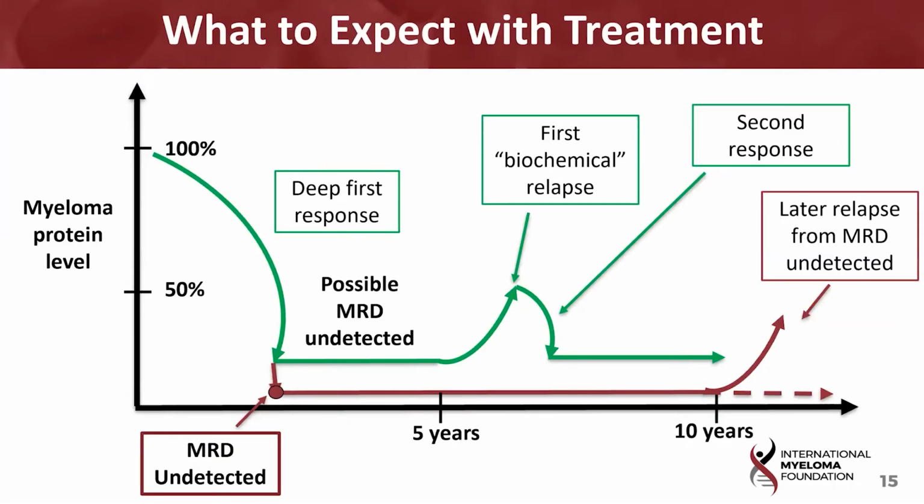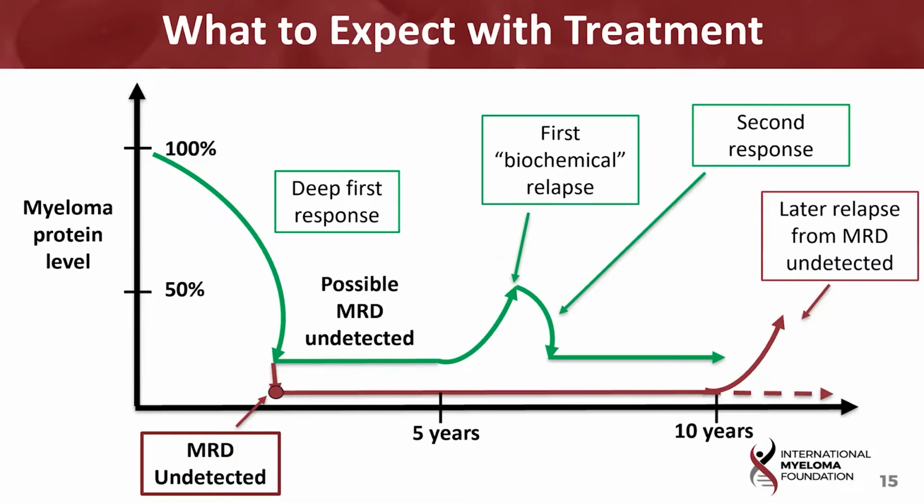This diagram here, I think, may help you to understand what we're expecting to happen. You get that first treatment, which could be, for example, Velcade, Revlimid, and Dex. We are expecting a deep first response. So that green arrow will come all the way down beyond 50%, maybe down to 75% or even 90%. And if you're lucky, it might go down all the way to the bottom where there's MRD undetected. Now, let's say you have a very good response, a VGPR or maybe a CR. You'll see the green line goes flat.